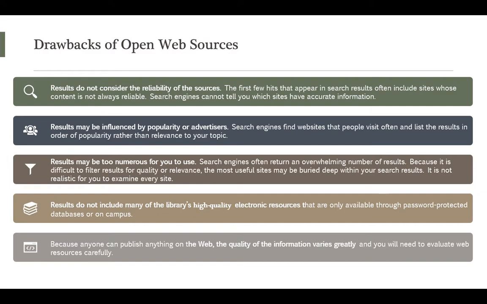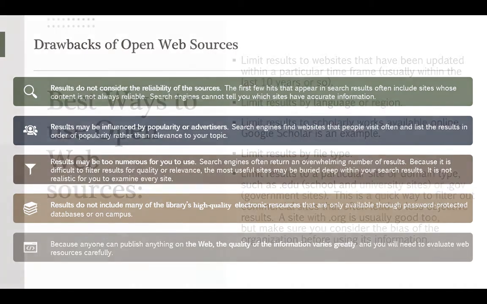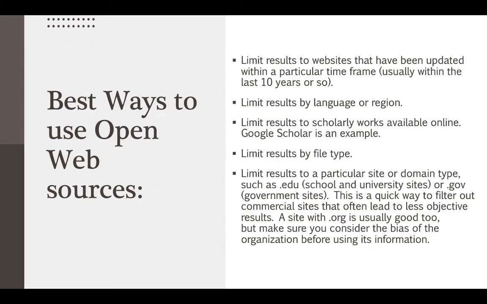And again, because anybody can publish anything on the web, you have to make sure about the quality of the information. You just never know what you're getting, so you have to be very careful about what you use there. When you're talking about best ways to use things like that, limit your resources to websites that have been updated within a particular time frame. I usually say within the last 10 years, depending on your topic.